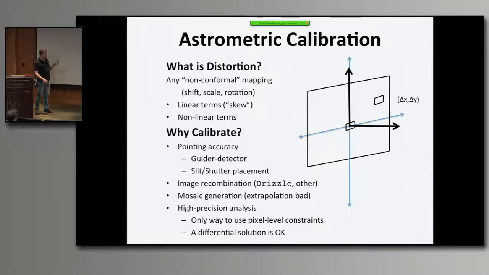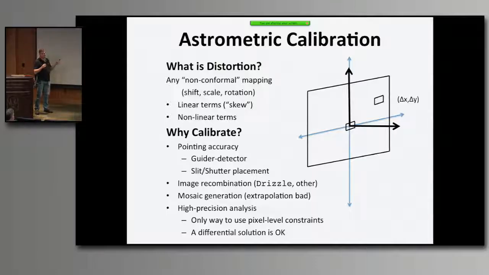So linear distortion sort of comes in 2 different components. One is linear terms, which we call skew, which has to do with non-orthogonality of the x and y axes, or a different scale between the x and y axes. And those are distortions, even though they're linear. So it's not just a linear mapping. It's a special kind of linear mapping that does not introduce distortion. And there are also nonlinear terms.